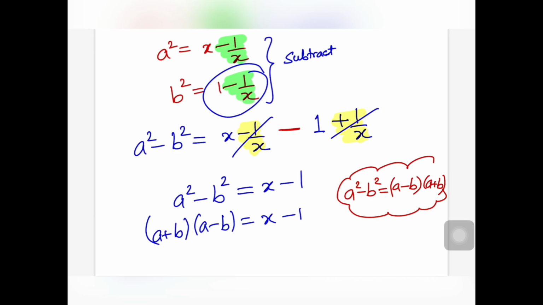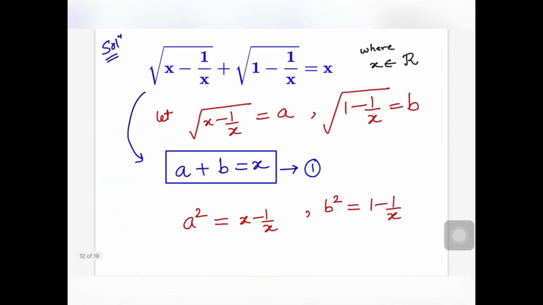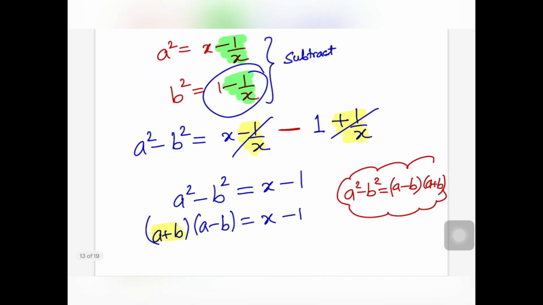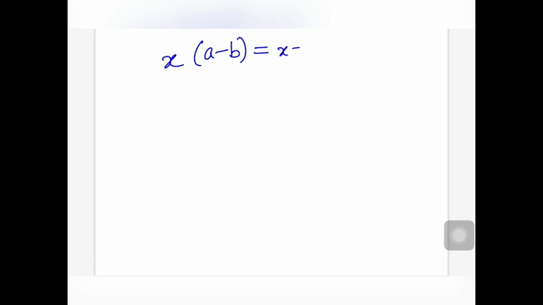So what magic will happen by applying this formula? One thing I have, just check it out. Equation number 1, a plus b. What is the value of a plus b? It is x. So in place of this a plus b, I can put x, right? So in the next step, we are putting x in place of a plus b, x into a minus b equals, the right-hand side we are following in the same manner, x minus 1.